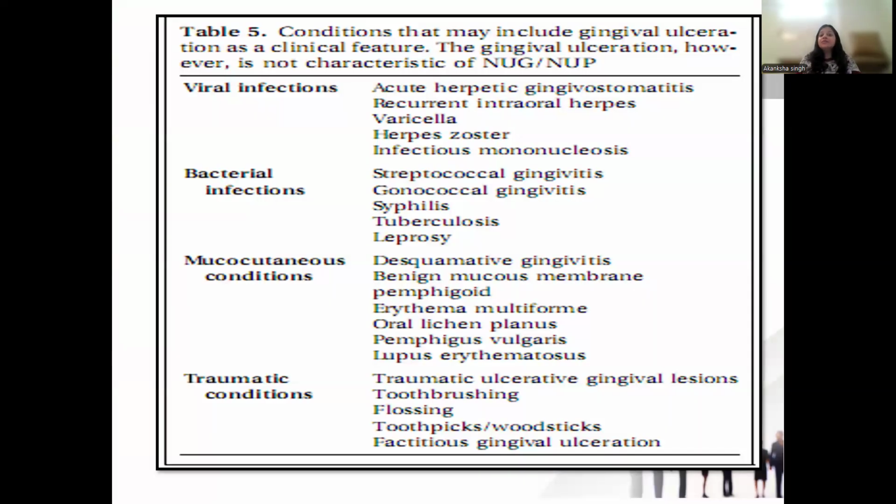And then there are various conditions that include gingival ulcerations as clinical features. The gingival ulceration is not characteristic of NUG. Again, you have heard about differential diagnosis. So here, those differential diagnoses I'm confirming. For example, acute herpetic gingivostomatitis may also look like necrotizing ulcerative gingivitis, but there is a whole lot of difference. Some bacterial infection may also look like that, such as streptococcal. So to confirm that, bacterial smear or biopsy specimen should be done. Mucocutaneous conditions and traumatic incidents can also resemble NUG.